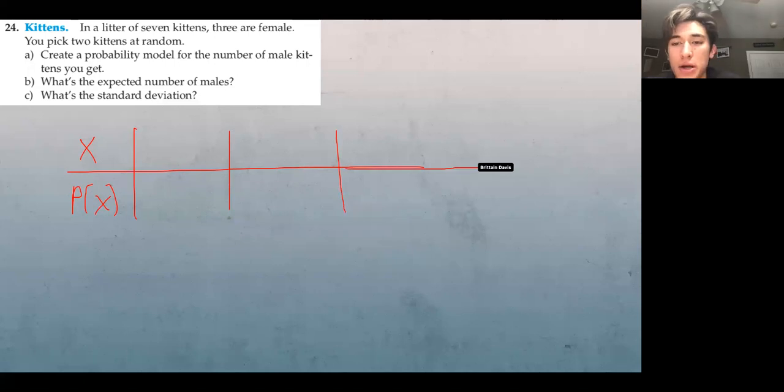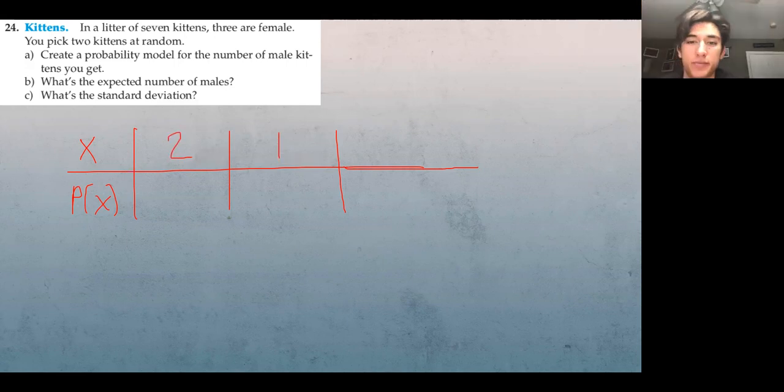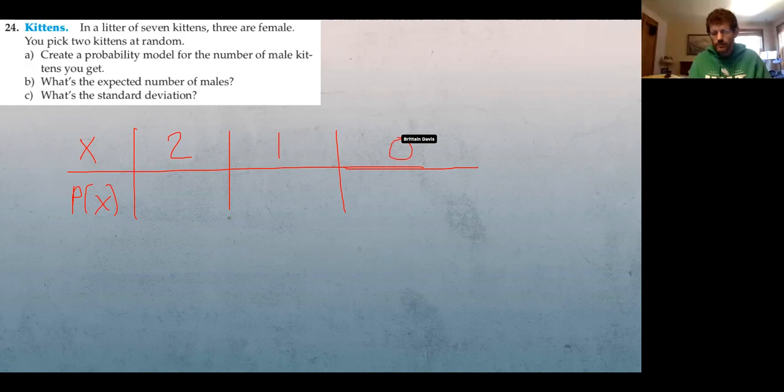Two males? Actually, I need to write that. Yeah, so I'll just put 2 males, 1 male, or 0 males. The reason I'm saying it is 2 males, 1 male, 0 males is because the probability model is for the number of male kittens. So they're asking for just the number of males. All right.